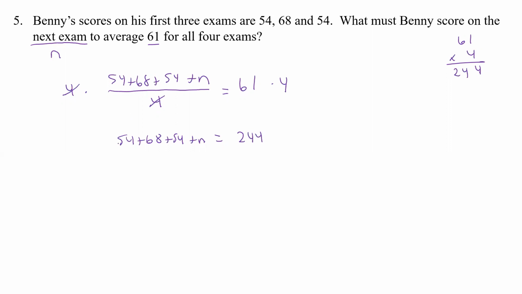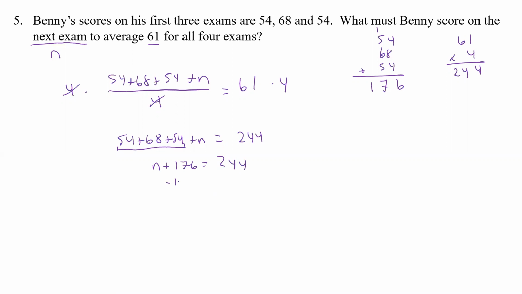Well, now we need to combine all of these. So that's just a bunch of additions. We're going to take 54, 68, and 54, and we're going to add. Well, 4 plus 4 is 8. 8 plus 8 is 16. So carry 1. Now I have 5 plus 5 is 10, and 6 plus 1 is 7. So that's going to give us 176. So this is actually n plus 176 equals 244.